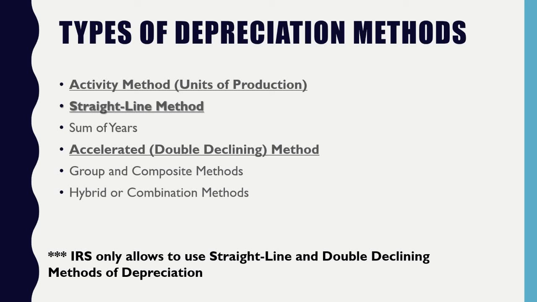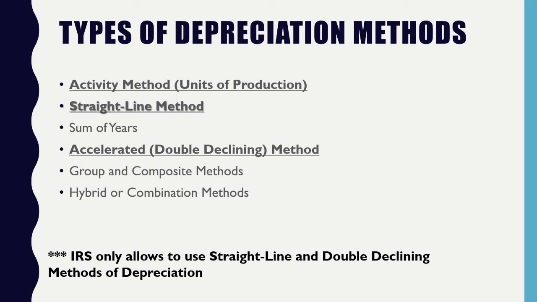So when we talk about a base, in this case, units of production is going to be based on how much an item can produce. So if, for example, a machine has capacity, that's going to be how you depreciate it. It's based on how much it can produce.